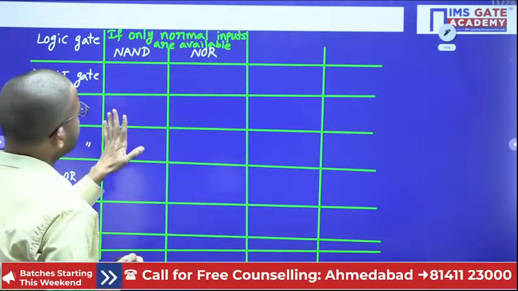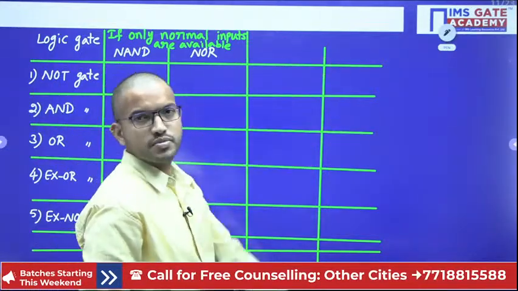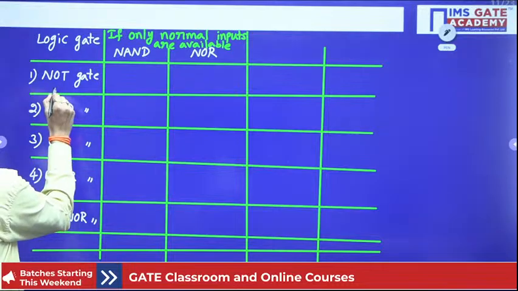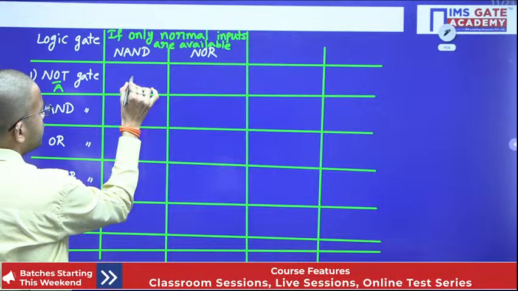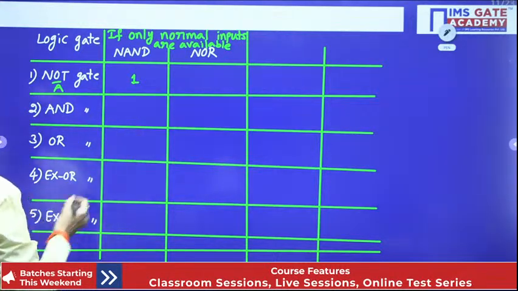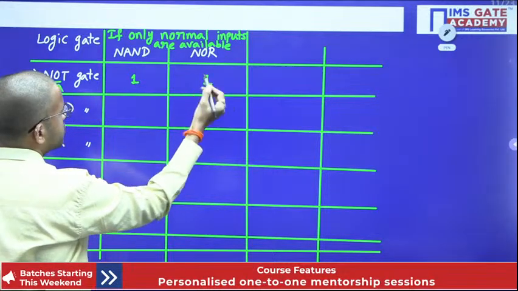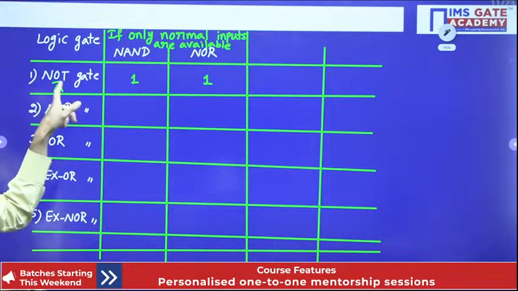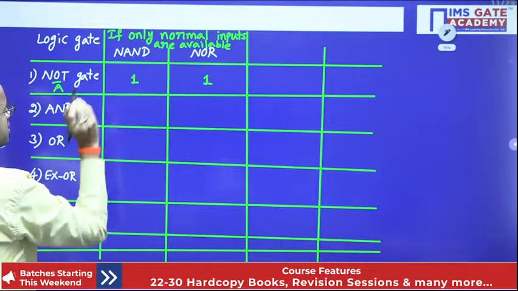So first of all, let us fill this tabular form. First of all, the NOT gate. The NOT gate output is A bar. So here we require one NAND gate, and similarly for the NOR gate we also require one. That's all. If you tie both the inputs together, then a 2-input NAND gate will behave as a NOT gate. Similarly for the NOR gate also. NOR based inverter, NAND based inverter.